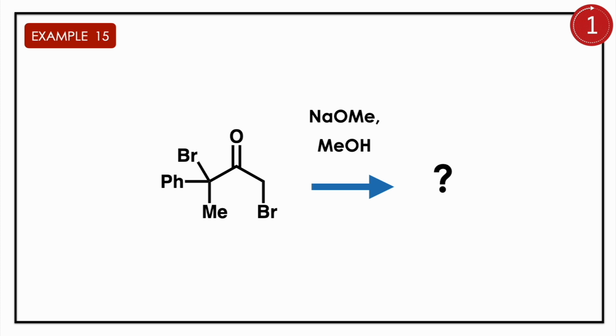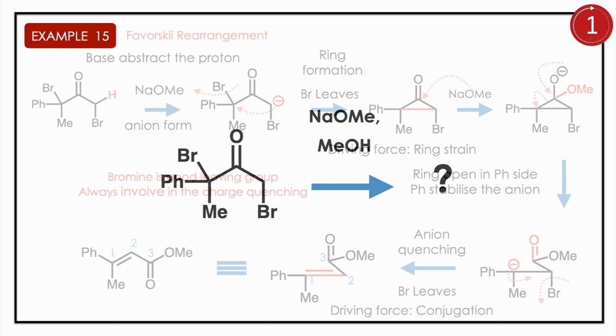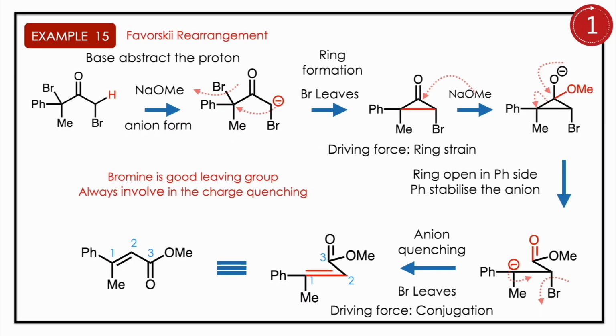Then the next example, here you have a ketone. One side you have methylene bromide, another side you have bromine, phenyl and methyl. You are using the base in methanol. You should find what will be the final product.